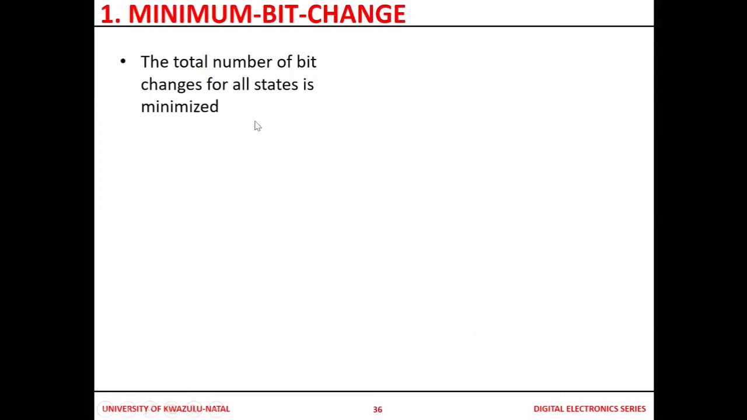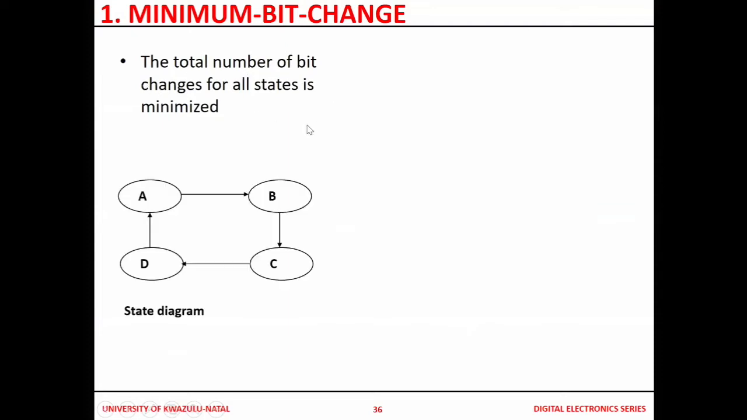Okay, so the first one is called the minimum bit change. When you go through your machine, you should assign states such that when you go around, you will have a minimum number of bit changes. That is the first one. So here is your state diagram of your finite machine. What binary value will you give A? What binary value will you give D? What binary value will you give C and B?